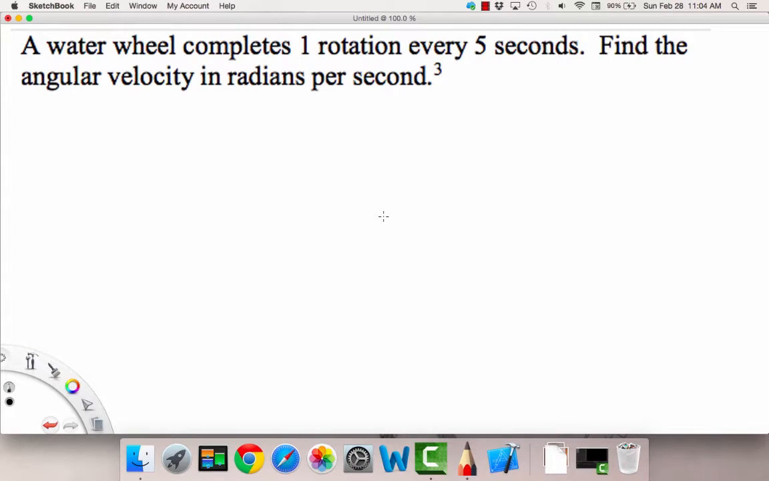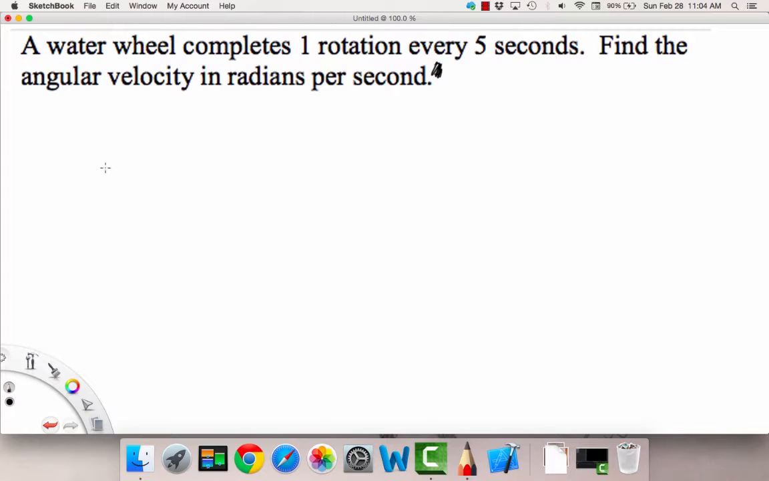Alright, so let's try an example using this new formula of angular velocity that we just learned. It says a water wheel completes one rotation every 5 seconds. Find the angular velocity in radians per second. Ignore the little 3 there, I think that was a subscript or superscript thing.